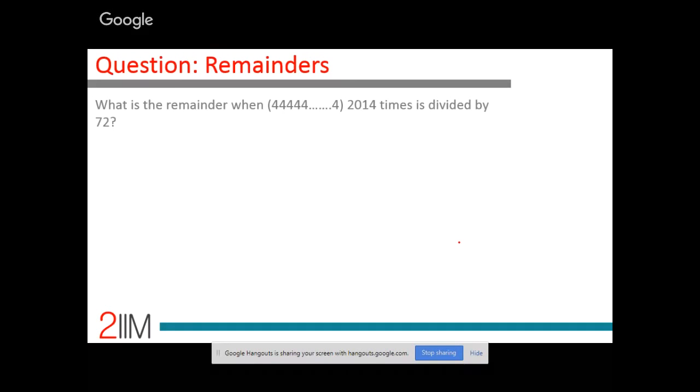That's the answer. So 4444, 2014 times, add 4 2014 times, find that number. If that is also a 4-digit number, add all those digits. Keep on adding digits till you get a number. That's the remainder when you divide this by 9. Finding the remainder when you divide by 9 is nothing but continuously adding the digits relentlessly till you get a number from 1 to 9. That's it.